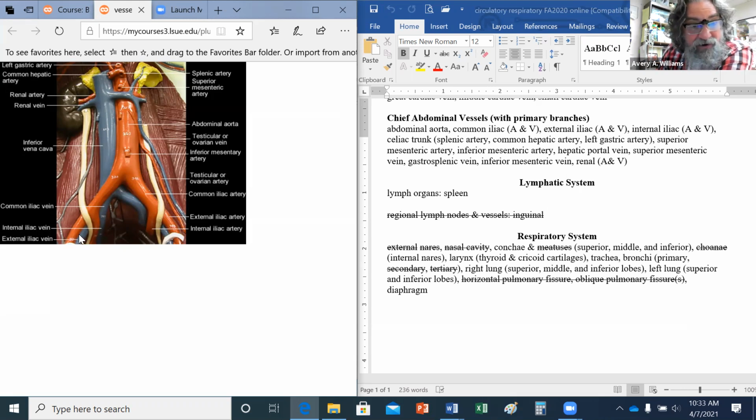And then the other halves right here that are coming out, those are the external iliacs. Here's the external iliac vein on the right side, and the external iliac artery on the right side. And here they are on the left side, the external iliac, internal iliac, internal iliac. See how that works? So there you go. They're all right there. I talked about those today in my lecture.